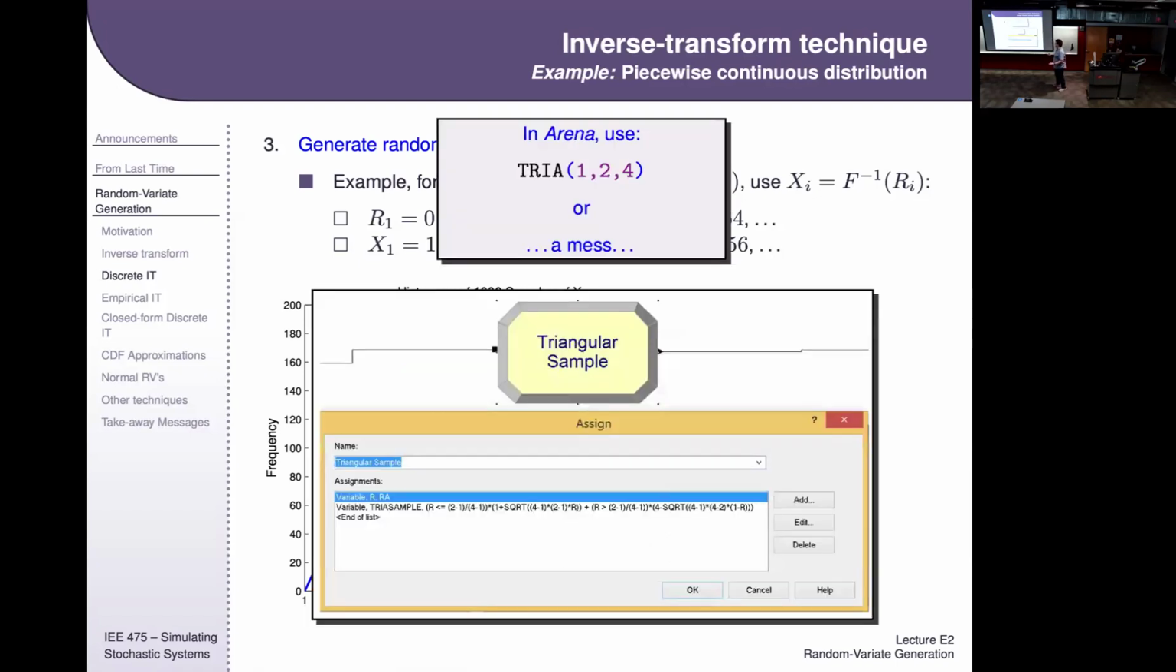This is what it would look like. You can create this assignment block. You can assign a random number to a value R, and then you can implement this ugly piecewise expression where it basically checks to see if R is in the lower range and uses the lower formula, or if it's in the upper range, it uses the upper formula. So it's pretty ugly, but conceivably, if you had something that wasn't triangular, that was your own special distribution, there are ways in which you can implement these sorts of things.